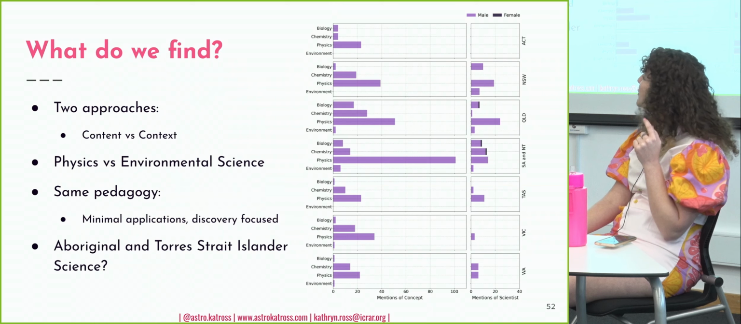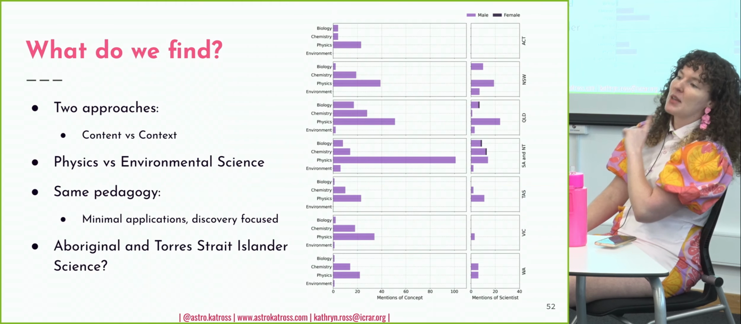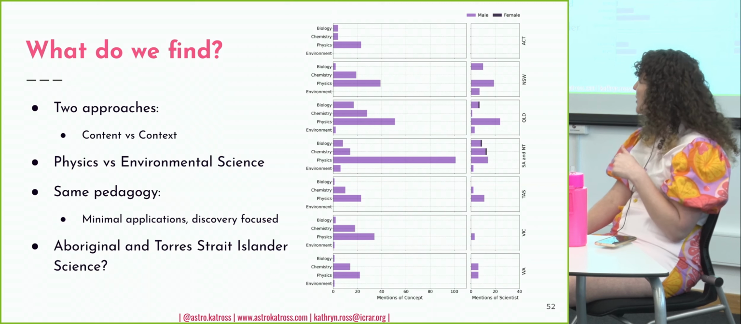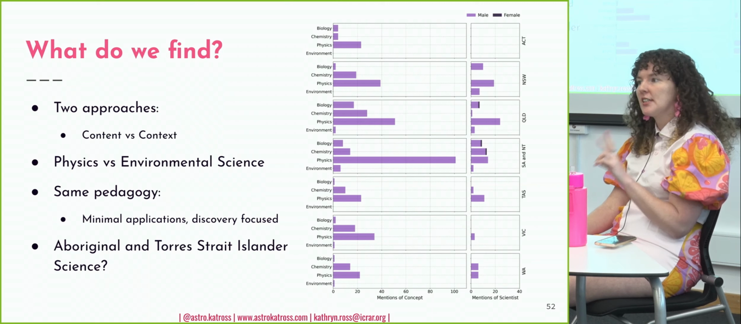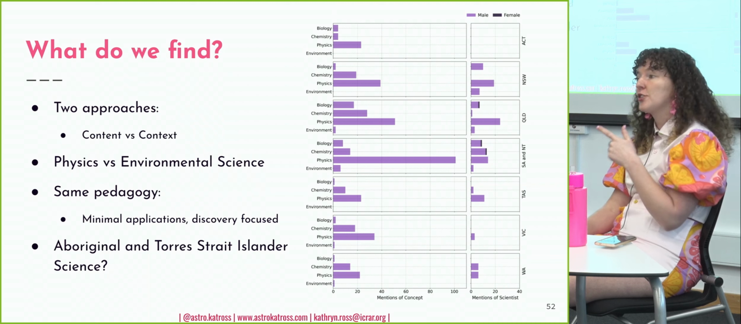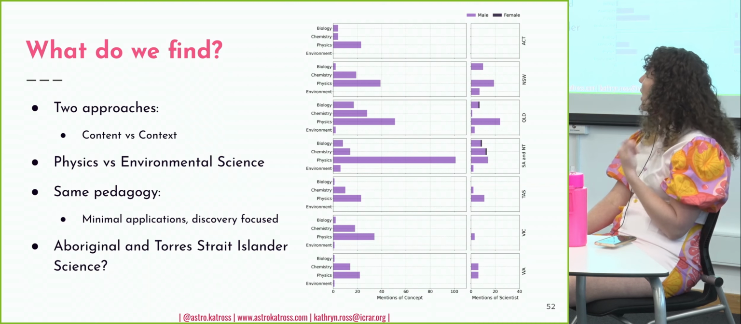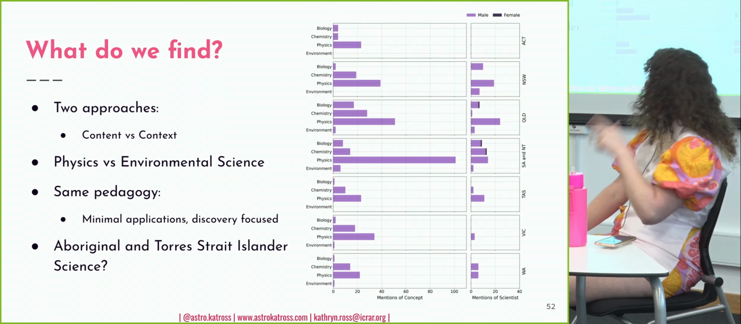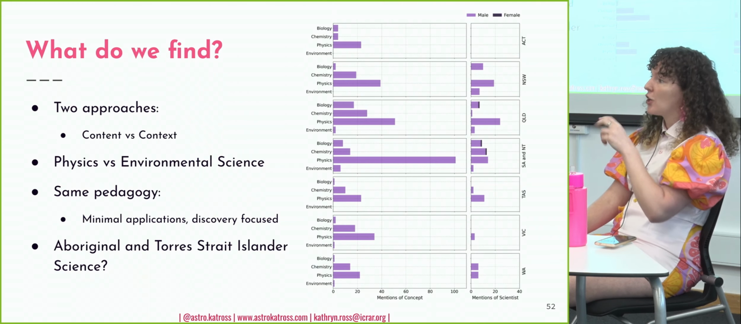All right, break it down even further. This is a complicated big plot. Don't worry too much. I'm going to talk about the bits I want to highlight. Firstly, there seems to be two approaches in states and territories. We've got content versus context approaches. So ones like, sorry, not South Australia, ACT and Victoria take a very concept approach.